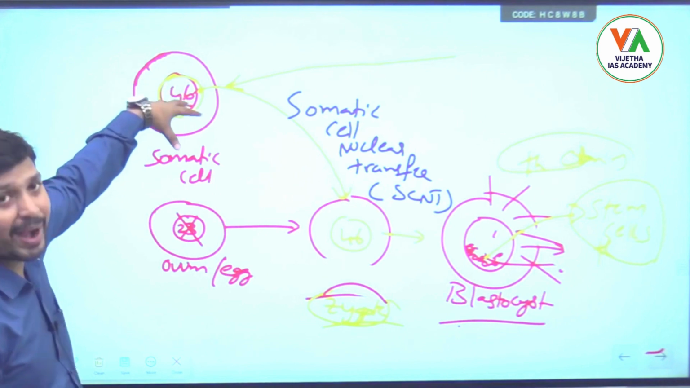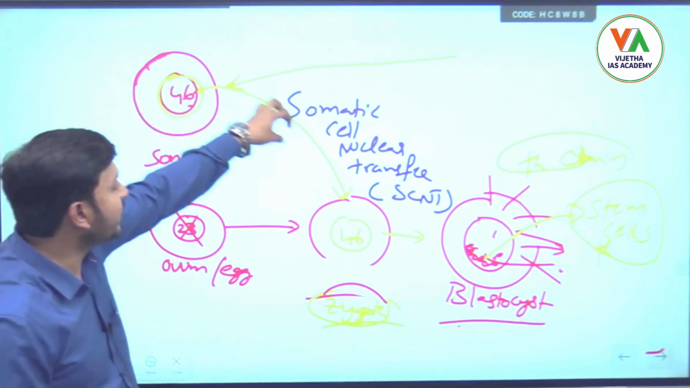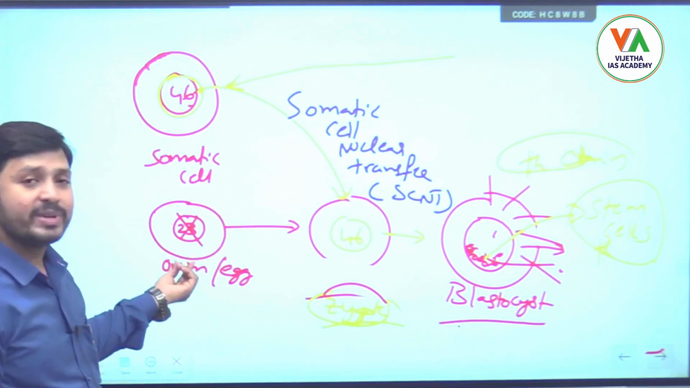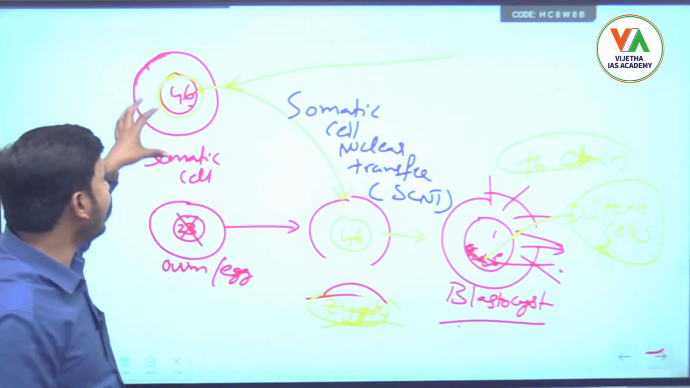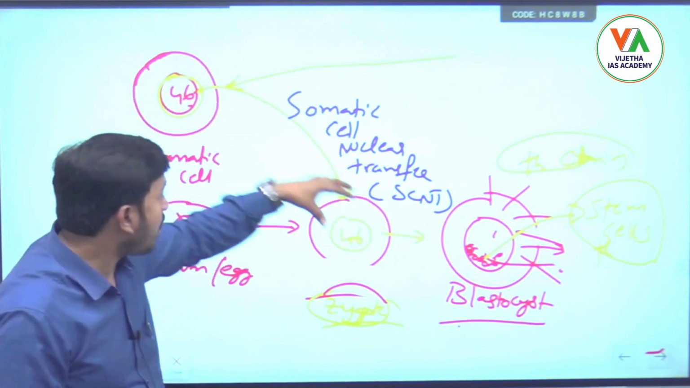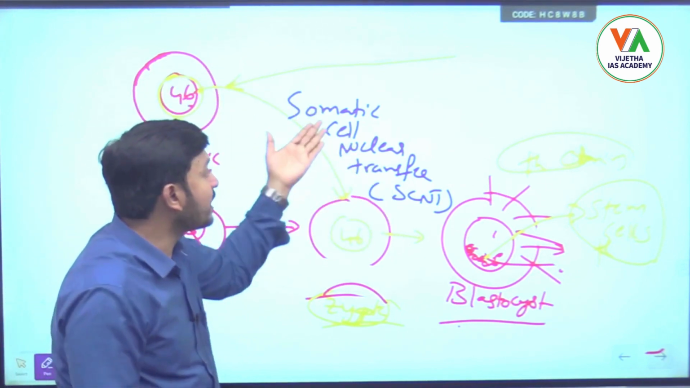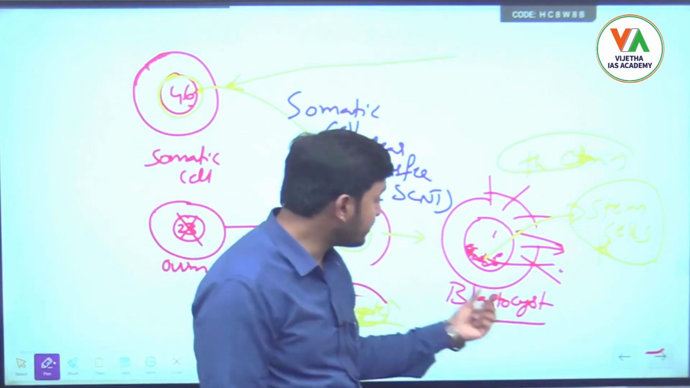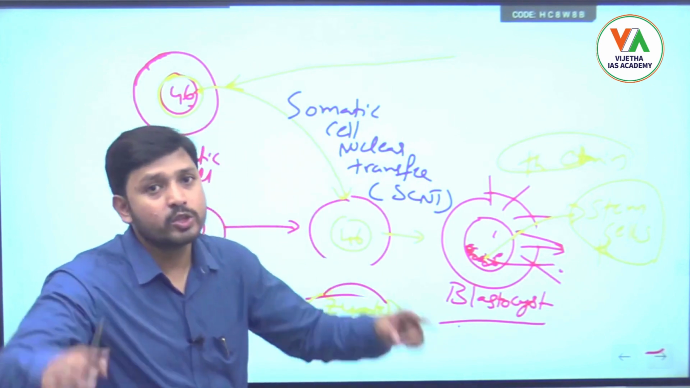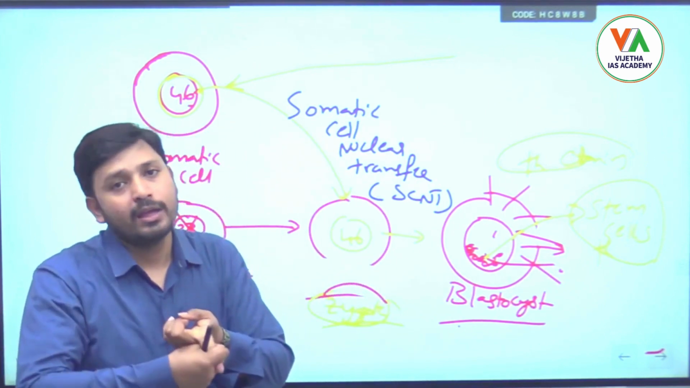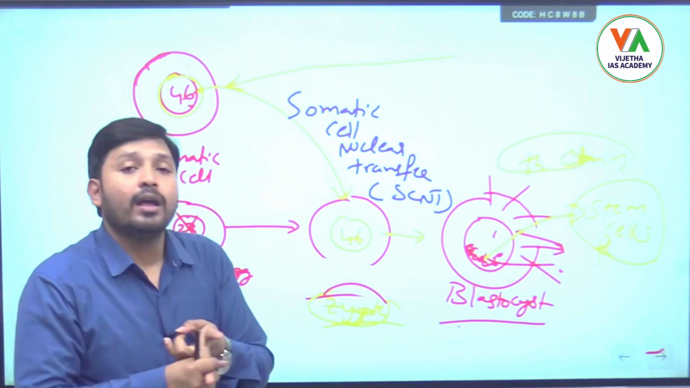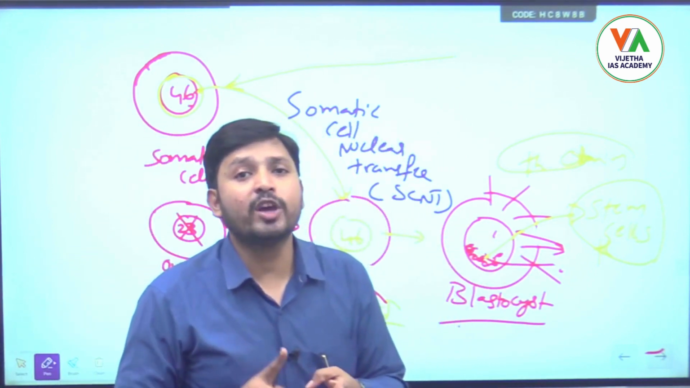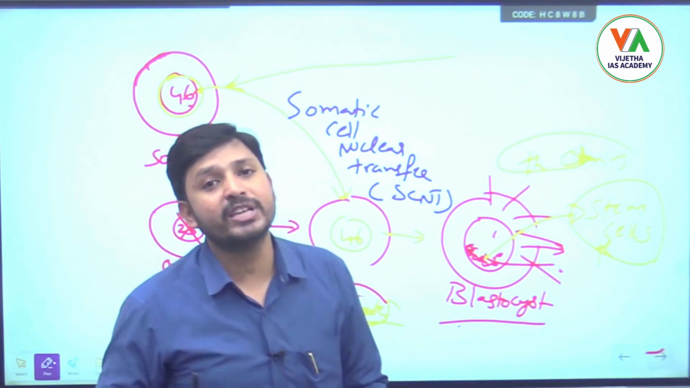Because I am taking a somatic cell, and from that somatic cell I am taking the nucleus into the discarded ovums. Whatever the ovum is there, I am discarding the nucleus of the ovum, and I am transferring the nucleus of the somatic cell into the ovum. That's why it is called the somatic cell nuclear transfer technique. Using this, I am making a blastocyst. From this blastocyst, I am extracting stem cells. In reproductive cloning, I will go for a child, so that it will be born, and in therapeutic cloning, instead of going for a child, I will extract the stem cell from the blastocyst itself.